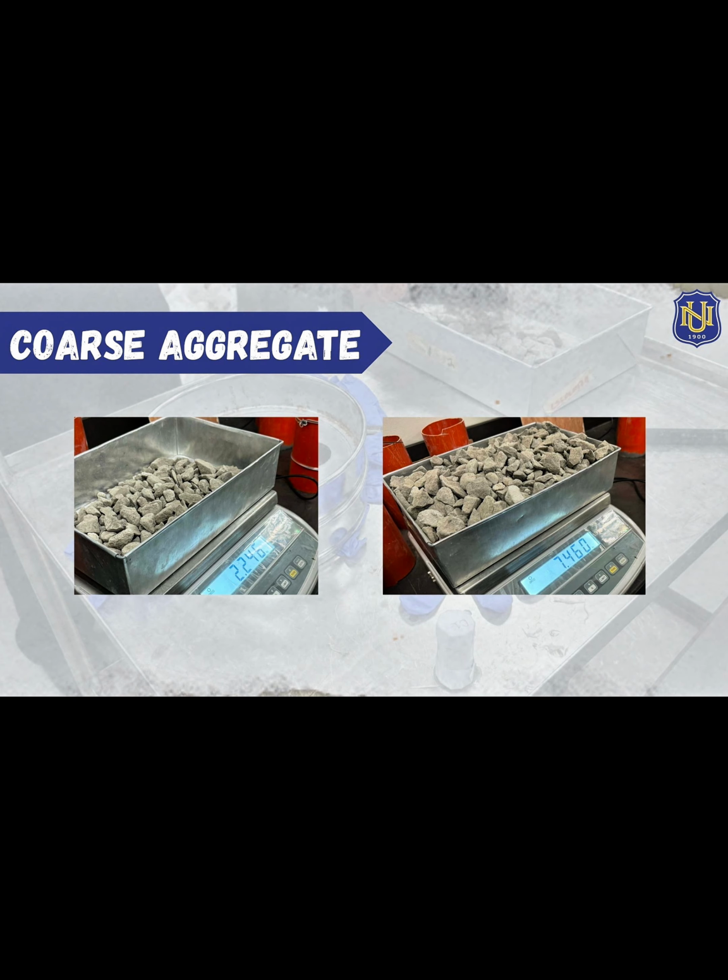For coarse aggregates or gravel, the material is placed in a metal container and compacted using a tamping rod. The mass and volume of the gravel are then used to calculate density and unit weight. Determining these values is important because irregular particle arrangement, excess moisture, or poor compaction can affect concrete performance and durability.